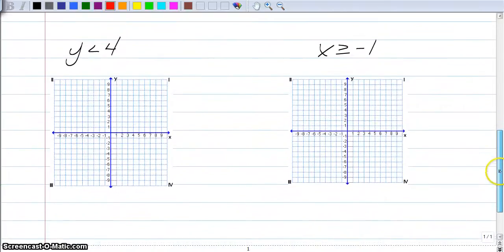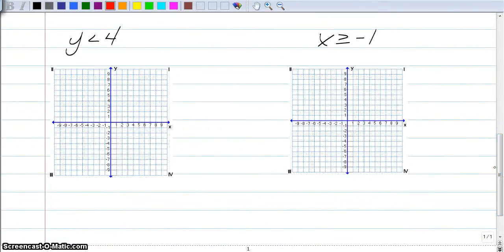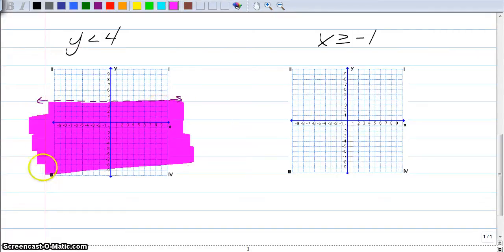Here are our last two examples for the notes. These are just to teach you about horizontal and vertical lines. This first example says y is less than 4. So remember, y equals our horizontal lines. This is a dashed line at y equals 4. It is less than, so all you have to do is shade below. And you've got your y is less than 4.